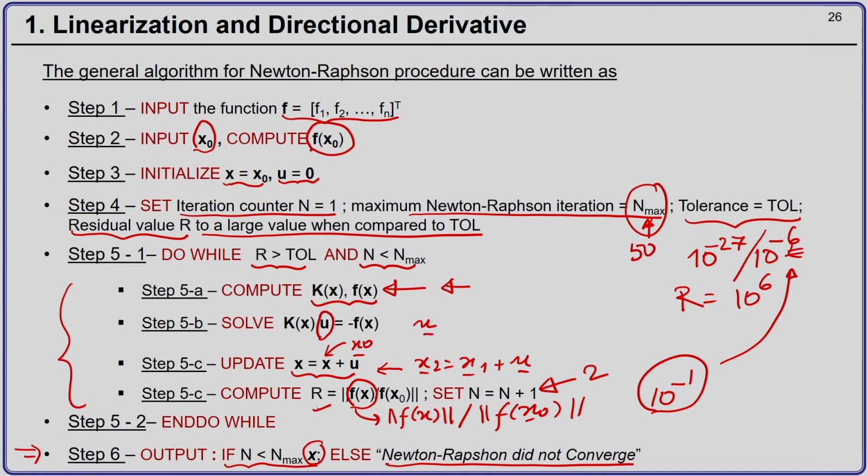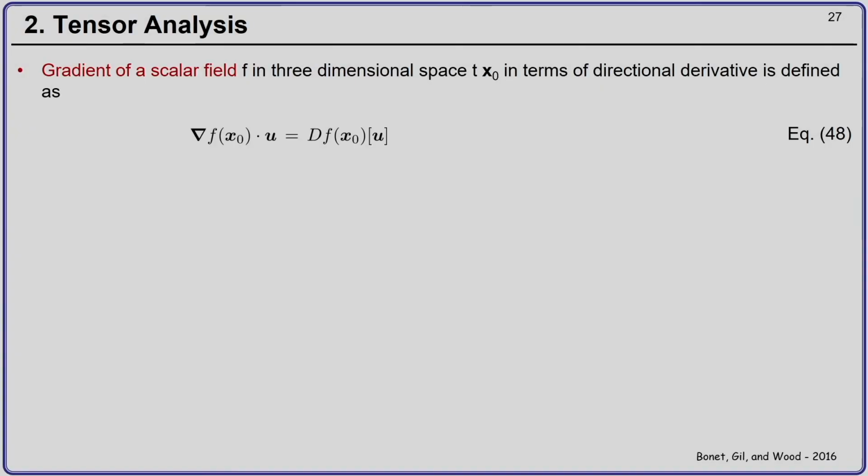So, with this general algorithm, we come to our second topic, which is tensor analysis. This is the last topic before we go to some worked out examples. Till now, what we have seen is that our vectors or tensors were a quantity which was fixed in space. Now, we will have quantities which vary in space, that is, a field.